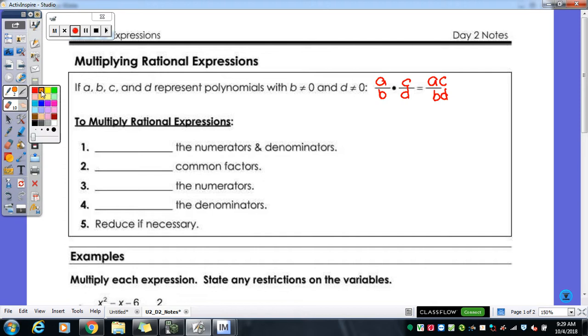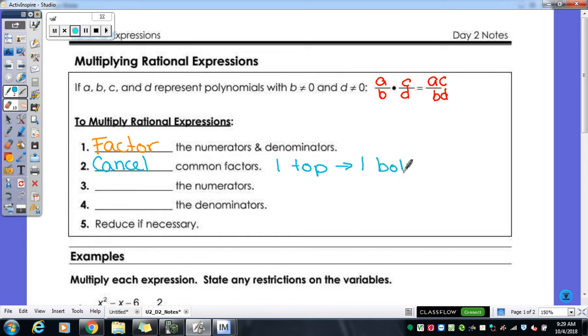So the way we do that is we first factor the numerators and the denominators. So you factor them out, see if they have any common terms, and then we're going to cancel out the common factors, which is our step 2. So remember, when you cancel, it's 1 from the top with 1 from the bottom. Can't take 2 from the top with 1 from the bottom. It's 1 for 1.